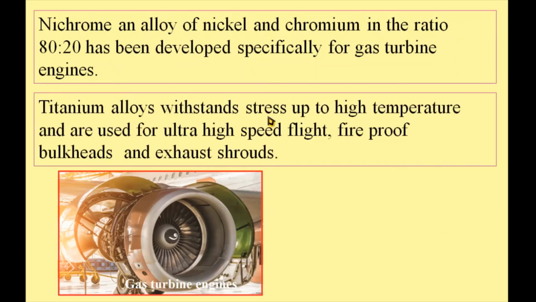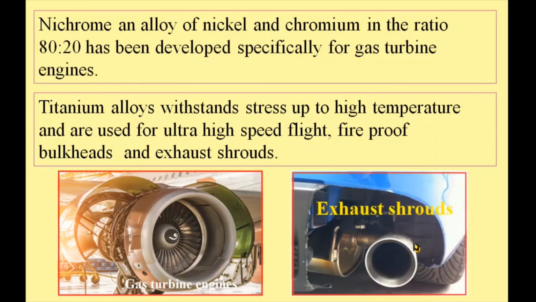Titanium alloys withstand stress up to high temperature and are used for ultra high speed flight, fireproof bulkheads and exhaust shrouds. Bulkheads are the fireproof walls, and exhaust shrouds we simply call the silencer. The silencer continuously emits hot gases, and for that purpose the silencers of bikes and cars are made of these titanium alloys.